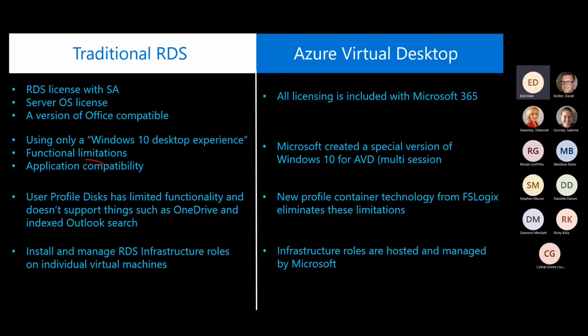Also, with traditional RDS, you can see here the user profile disks have limited functionality and they don't support things such as OneDrive or indexed Outlook searching. Now, some of you will know that Microsoft acquired a company called FSLogix, which is basically a new profile container technology, which does eliminate these limitations. So again, things like indexed search and OneDrive work just like they would on the desktop.